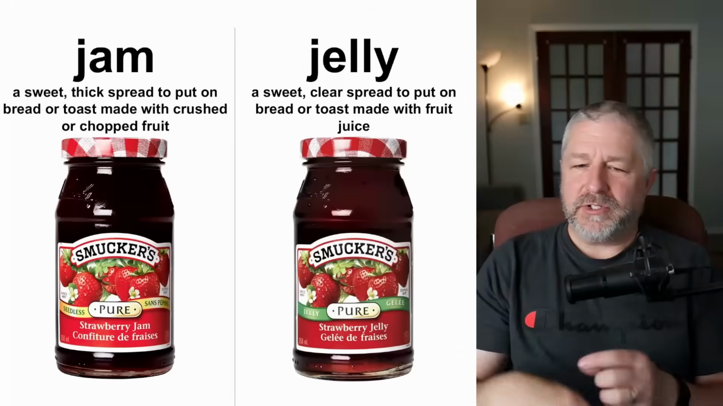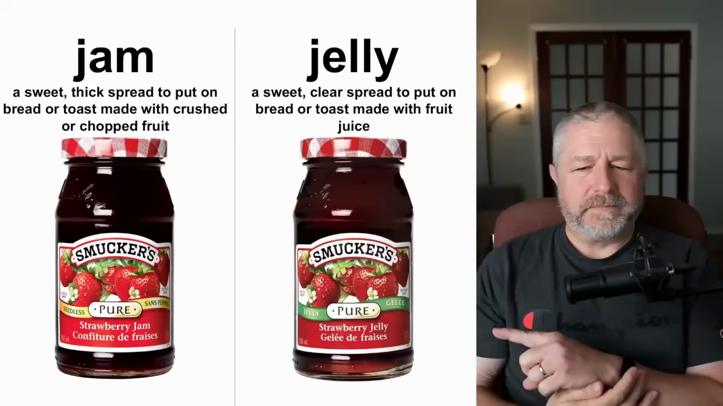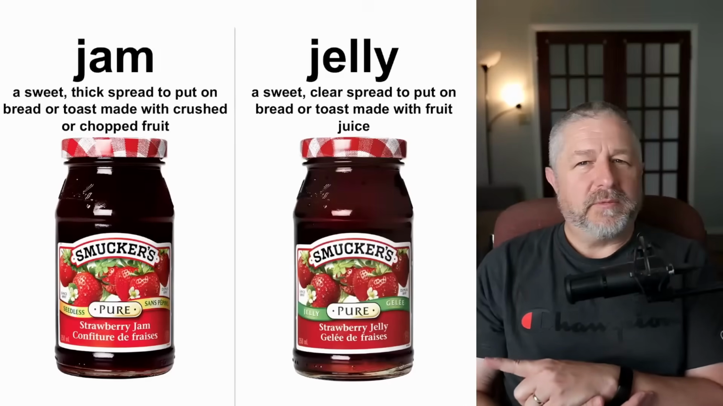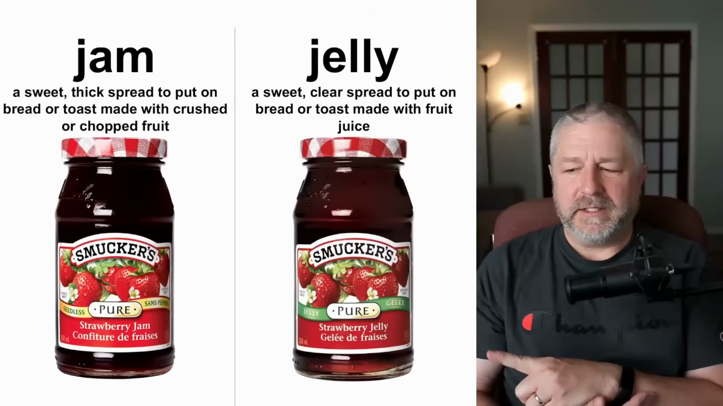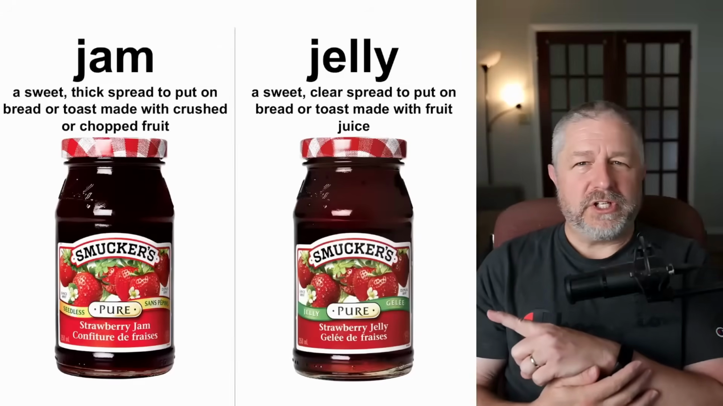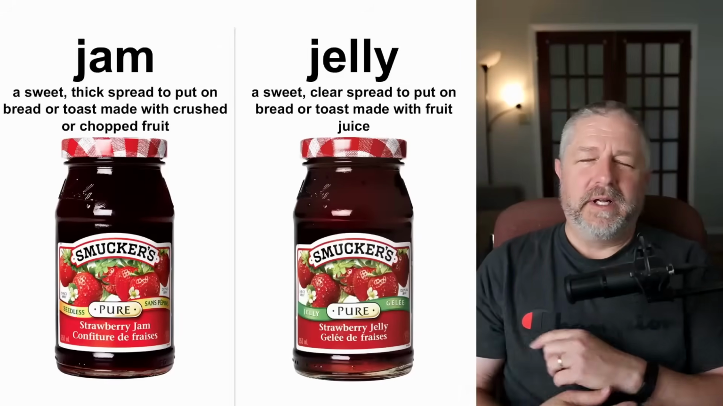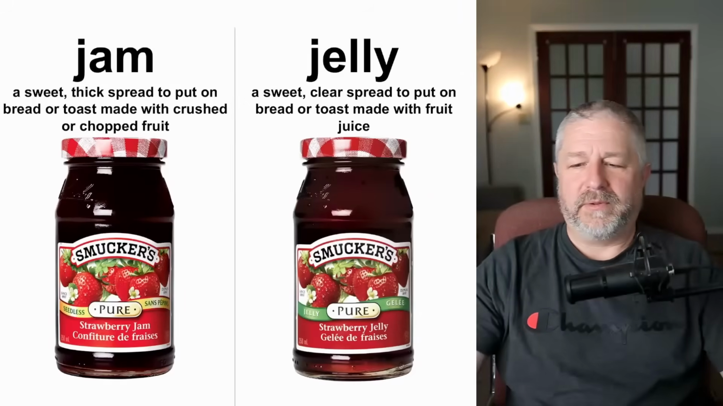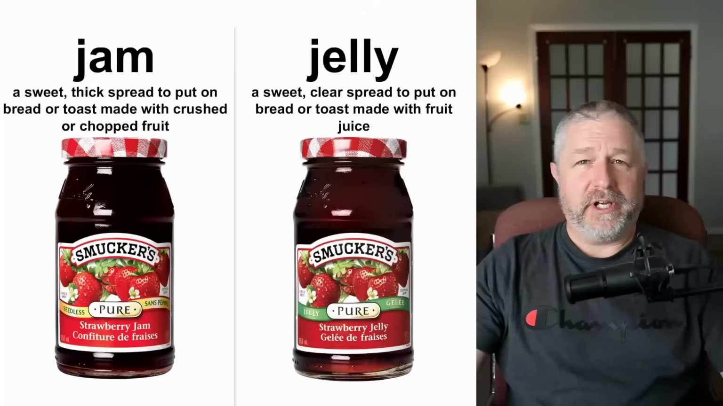from strawberry juice. So it says clear, but if you look at the bottom of the jar, see how you can see a little bit of light coming through the jelly? But if you look at the jam jar, there's no light coming through. So you can't see through jelly, but light can get through it. I prefer jam, by the way.